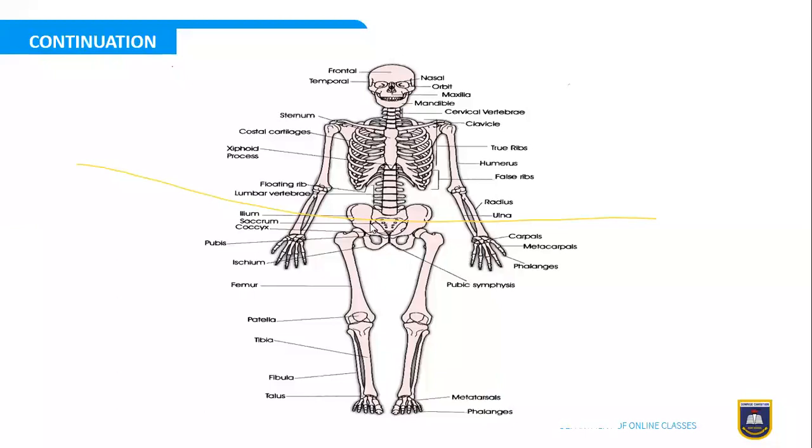This is the ilium. This part of the innominate bone, where my arrow is pointing, is called what? Ilium. Okay, this part is called what? Ilium. Another bone that makes up an innominate bone.